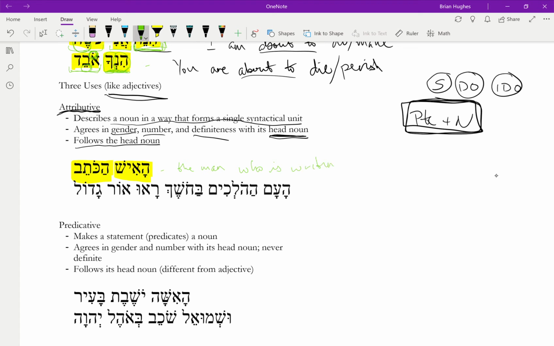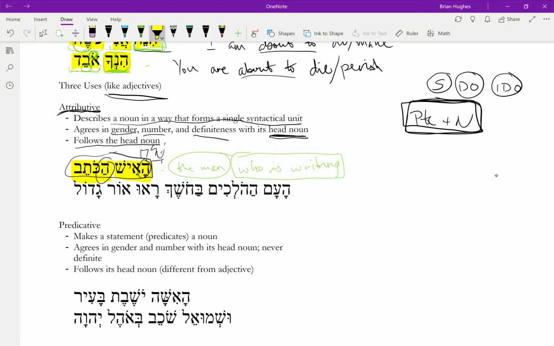So it's describing for us the man. Which man? Oh, the man who is writing. And we could then have maybe shalach here, that the king sent the man who is writing somewhere, or the man who is writing read aloud the scroll, or something like that. So these are bound together. They agree in gender and number and definiteness. It's an attributive use of the participle. This is it showing up as a verbal adjective.